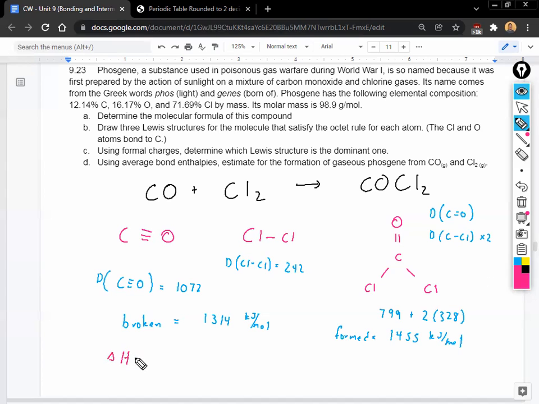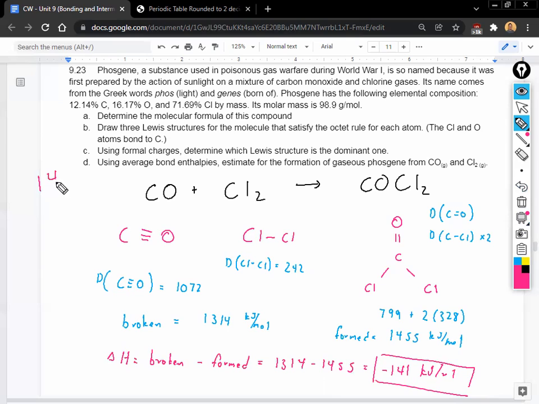If you want to find the delta H of the reaction, what you want to do is take the energy of the bonds that are broken minus the energy of the bonds that are formed. So you have 1314 minus 1455, and that'll give you a final answer of 141 kilojoules per mole for this reaction. All right, and with that, we are all done. You can't even see that, huh? Sorry, 141.